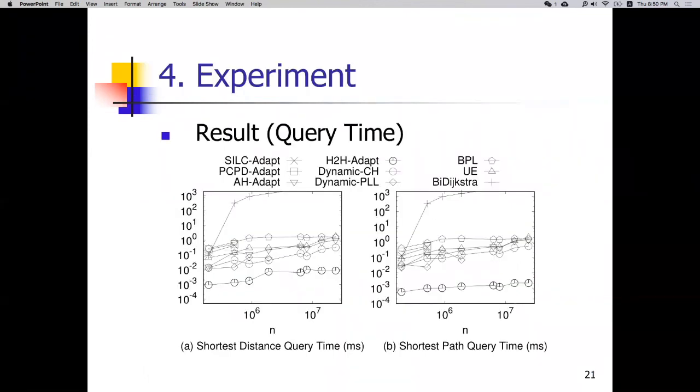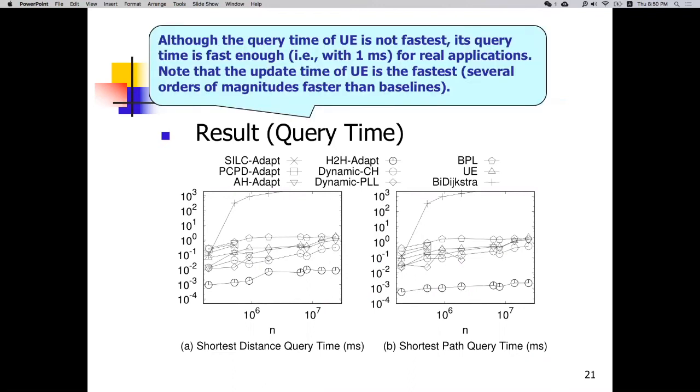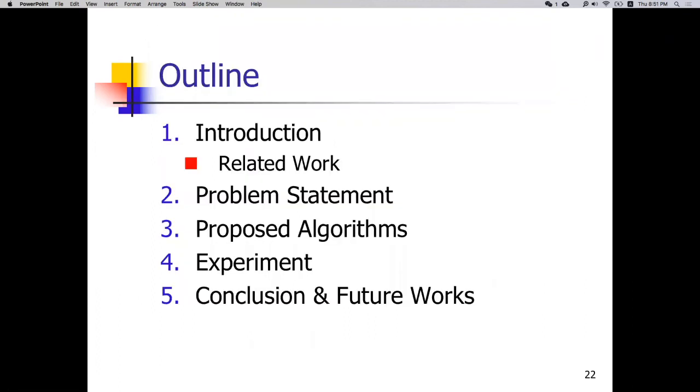This figure shows the query time for all algorithms. Although the query time of UE is not the fastest, its query time is fast enough for real applications, in other words, within 1 millisecond. Note that the update time of UE is the fastest, several orders of magnitude faster than other baselines.